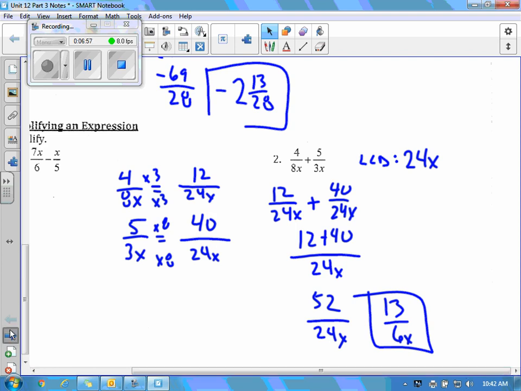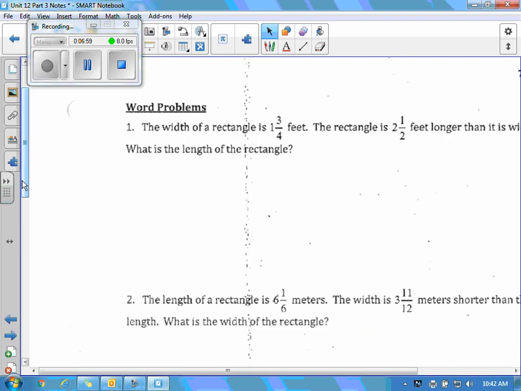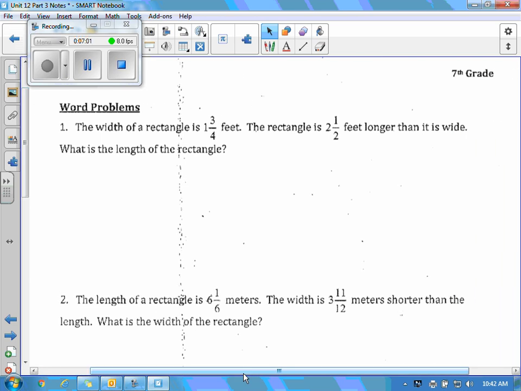Flipping over to the back side, just a couple word problems. It says the width of a rectangle is 1 3/4 feet. The rectangle is 2.5 feet longer than it is wide. What is the length of the rectangle? So we're given the width, 1 3/4, and we're told that it's 2.5 feet longer, so we're going to add 2.5 feet to it.